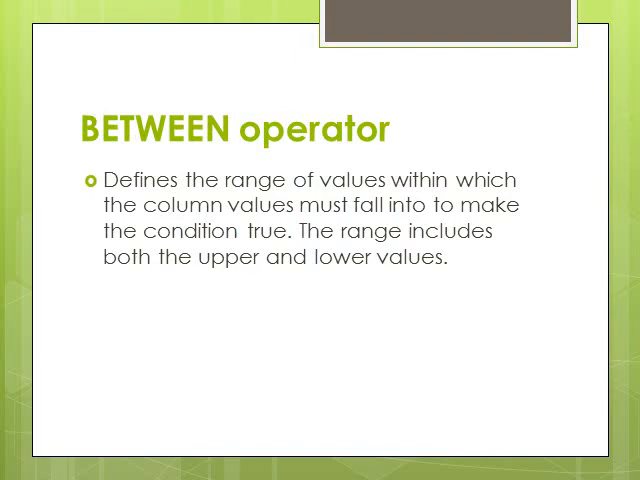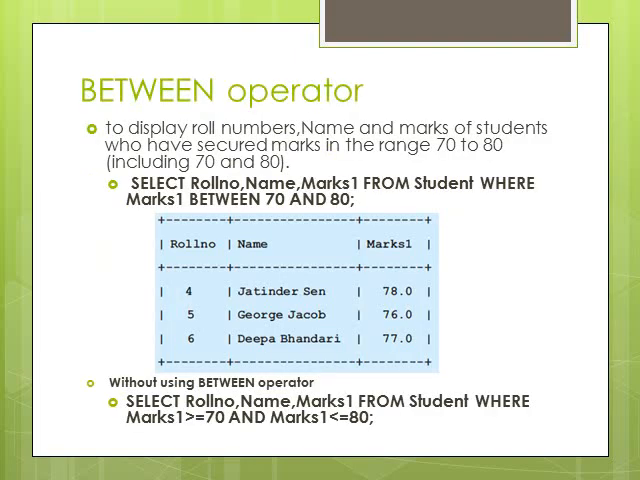Between operator. The between operator defines the range of values in which the column value must fall to make the condition true. The range includes both upper and lower values. It will be clearer from the example. Suppose we want to display the roll number, name and marks of the students who have secured marks in the range 70 to 80, both including 70 and 80.